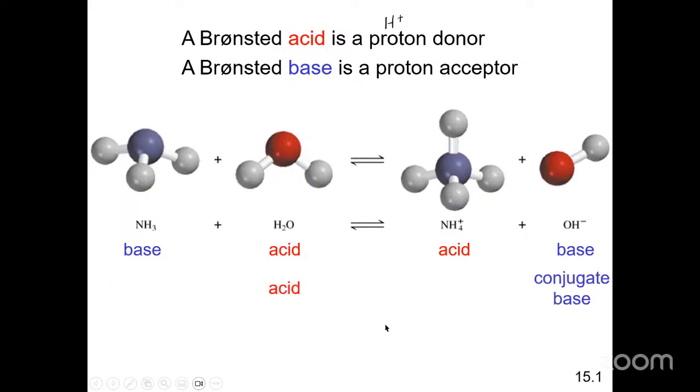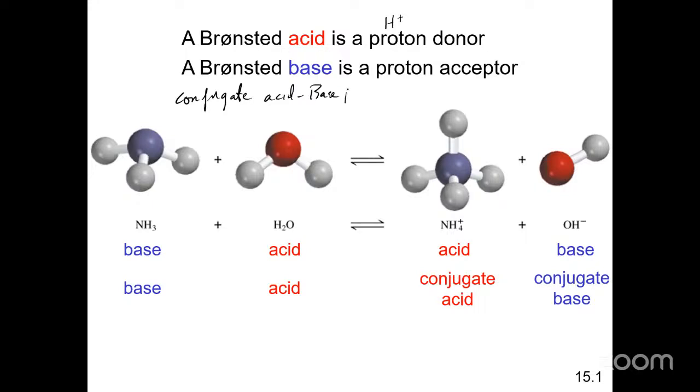In fact, the term that we use for the products that are formed as a result of the acid-base reaction, in this particular case, we call the base that is produced a conjugate base of the original acid, and the ammonium, we call it the conjugate acid of the original base, right? So the term used to describe this relationship, we call it a conjugate acid base pair.